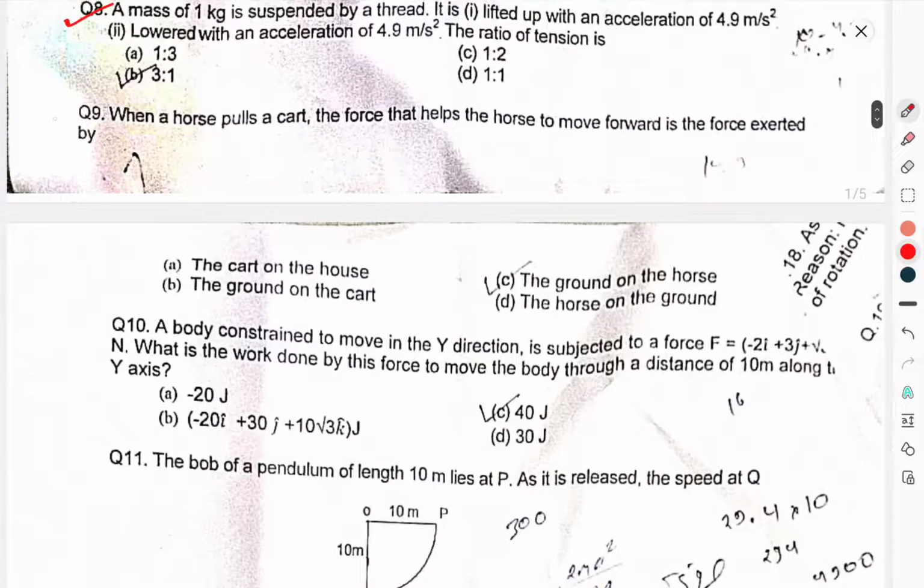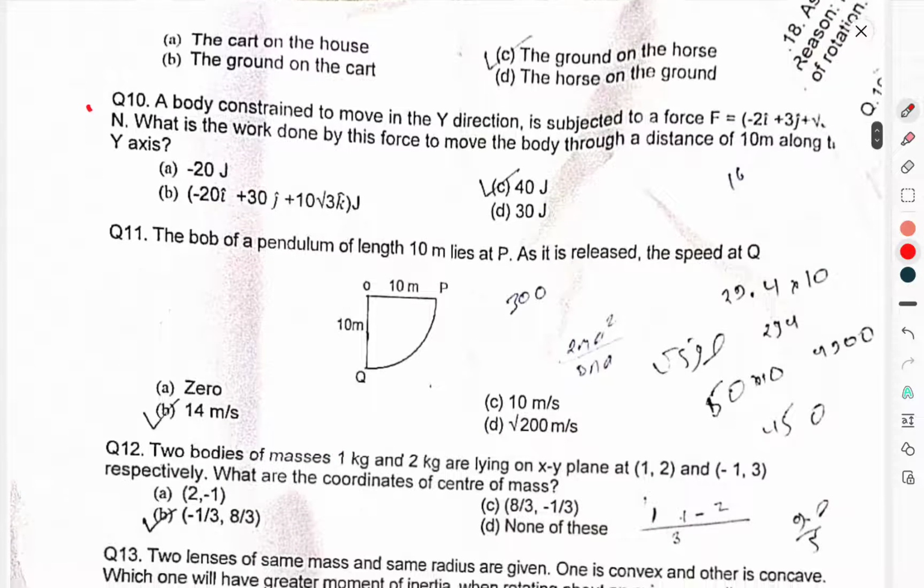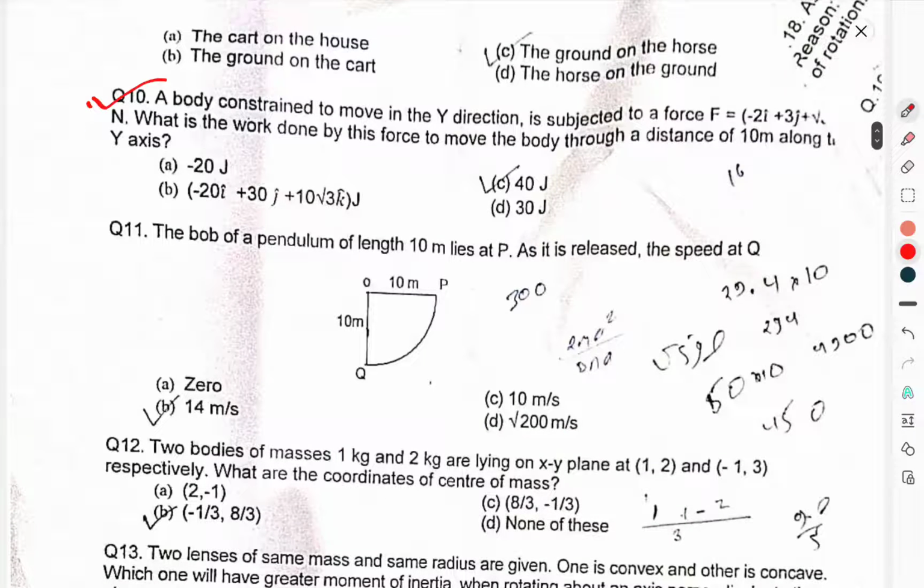Question number 9. When a horse pulls a cart, the force that helps the horse to move forward is the force exerted by. Question number 10th. A body constrained to move in y direction is subjected to force minus 2i cap plus 3j cap Newton. The work done by this force when moved through the distance of 10 meter along y-axis is.